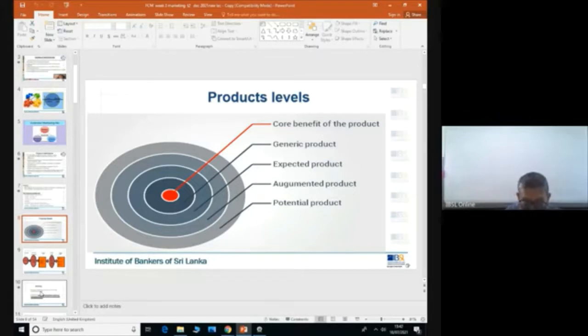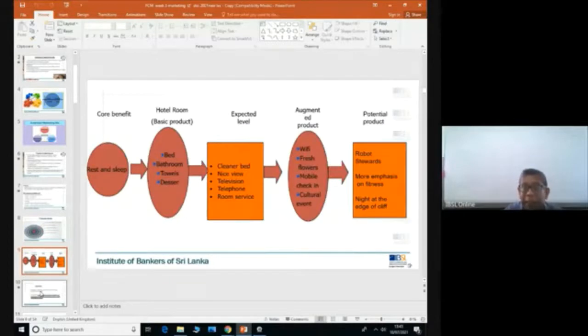And then the potential product means augmenting and transformation that the product may undergo in the future. Right now, for example, go back to the augmented level in your hotel room. So Wi-Fi, earlier Wi-Fi, fresh flowers, right? Mobile checking, some cultural event. When you are welcomed in a different way, when you go to the room, you see the nice fruit basket or whatever, right? Now, remember, if everybody is going to give the same thing, it becomes the expected level. Because everybody is giving. So then it's no more augmented.